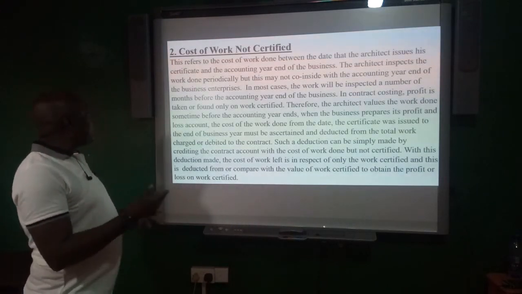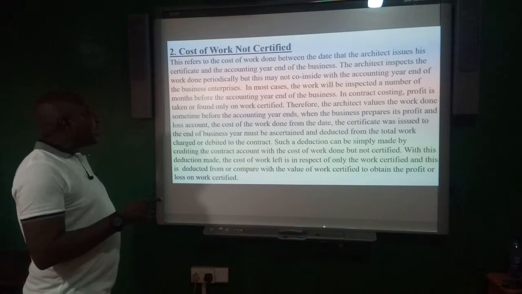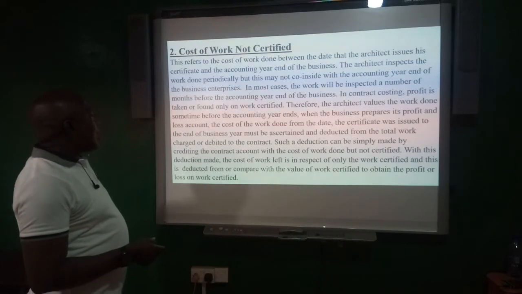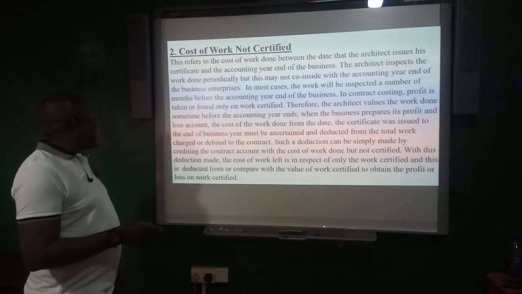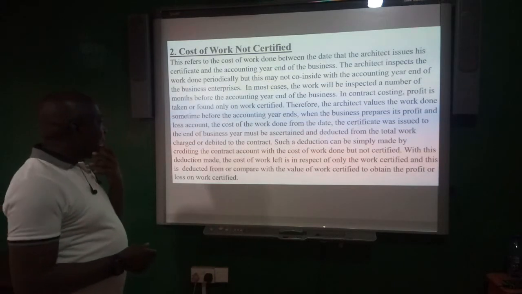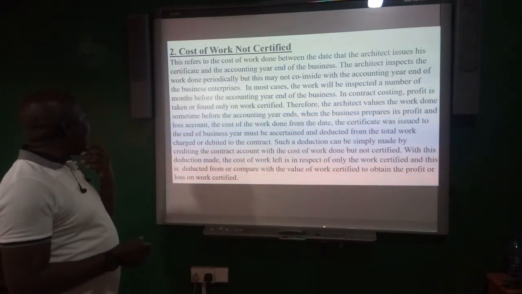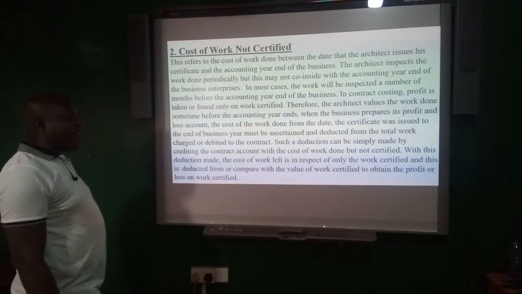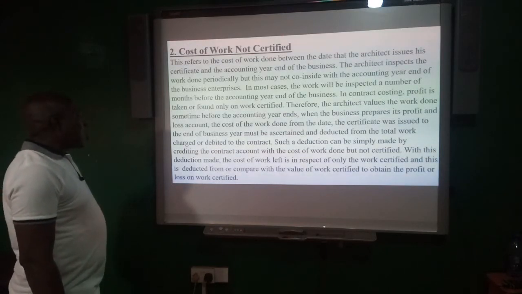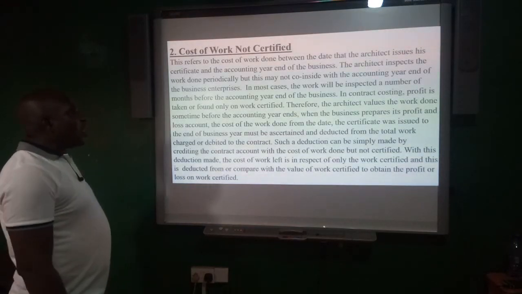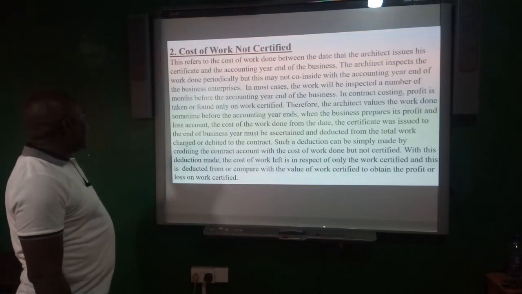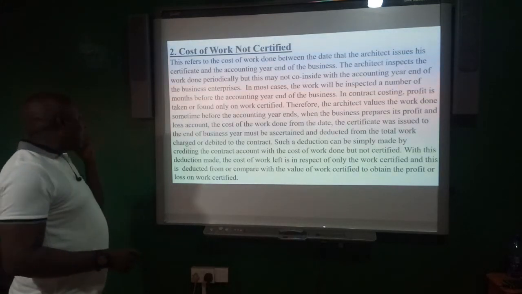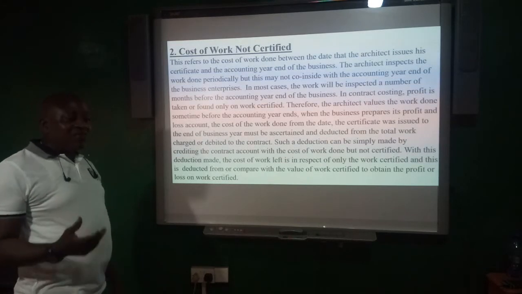When the business prepares its profits and loss account, the cost of work done from that date the certificate was issued to the end of the business year must be ascertained and deducted from the total work charged or debited to the contract. Such a deduction can be simply made by crediting the contract account with the cost of work done but not certified. With this deduction made, the cost of work left is in respect of only the work certified, and this is deducted from or compared with the value of work certified to obtain the profit or loss on work certified.